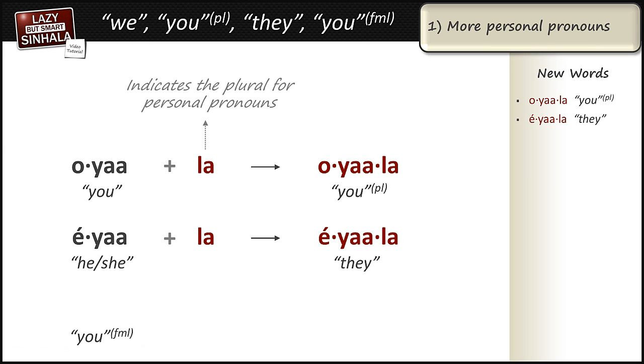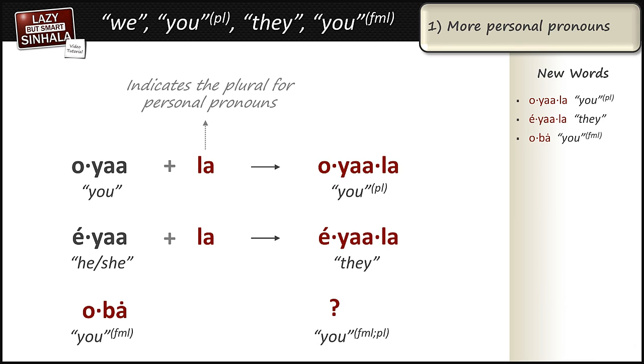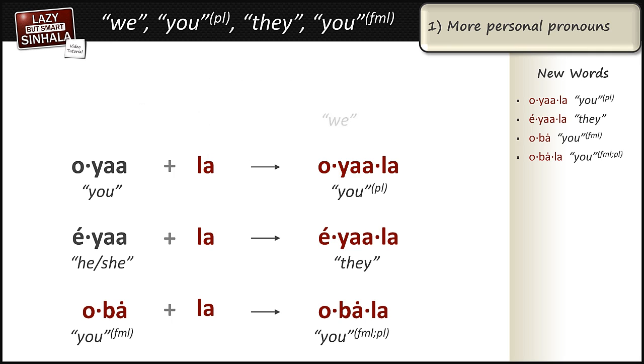The formal you is oba. However, keep in mind that in spoken Sinhala, you won't need to use oba that often. For now, even when speaking to a stranger, keep using oya. Later on, when you're more comfortable with the language, you'll be able to improvise and switch between the two. For the plural of formal you, we once again take the word oba, add the indicator la to construct the word obala. Now let's look at the word for we.